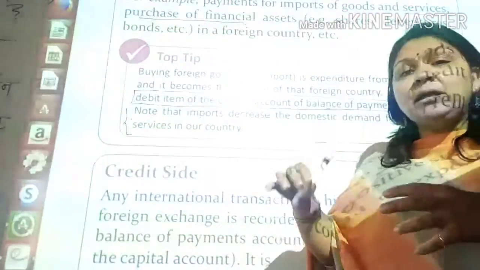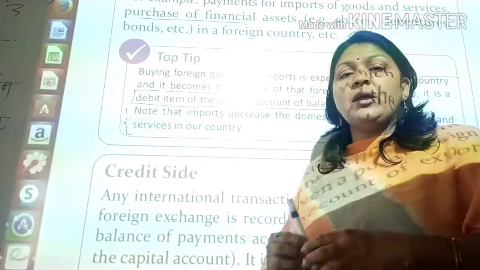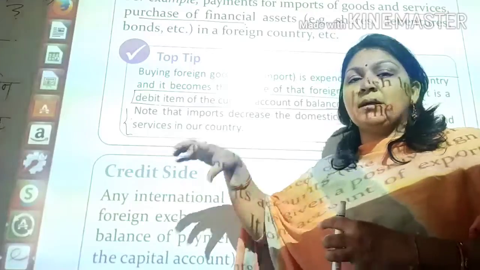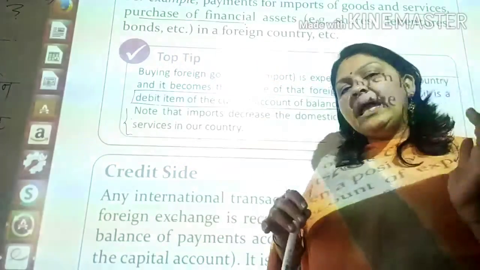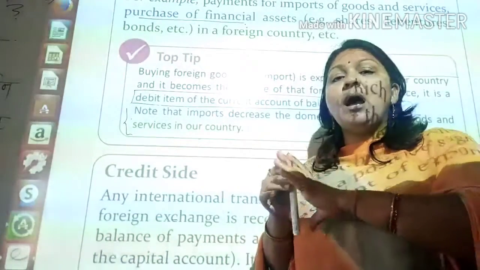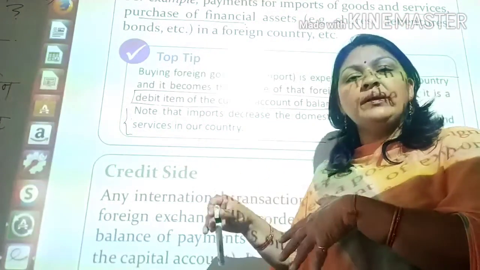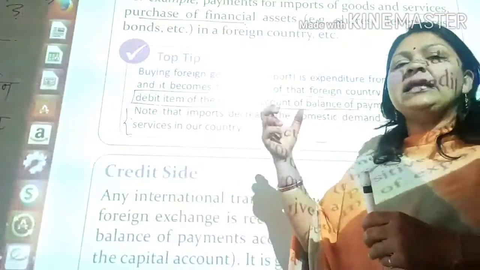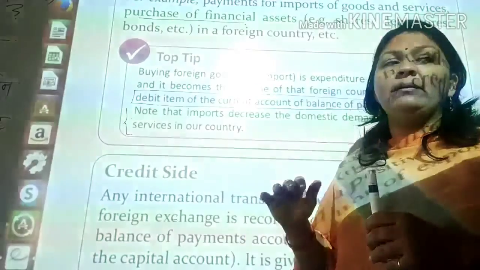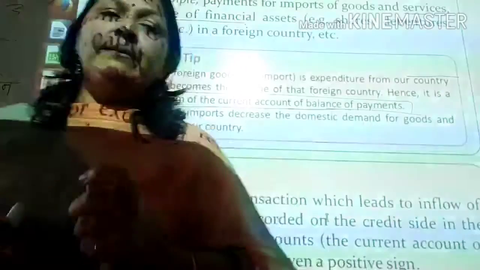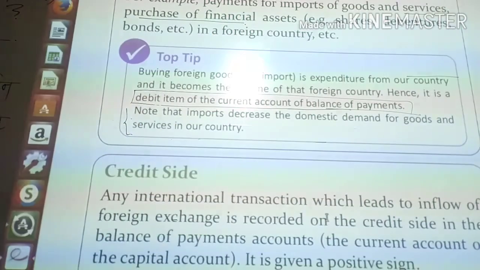So that marker, in our country we are producing 1000 markers, but still our domestic markers demand is less because we are importing the marker from outside or another foreign country. So that demand clashes with our demand. So when we are increasing import, our domestic demand will be decreased. If we are decreasing import, our domestic demand will be increased. Simple funda. Clear? Now the credit side.